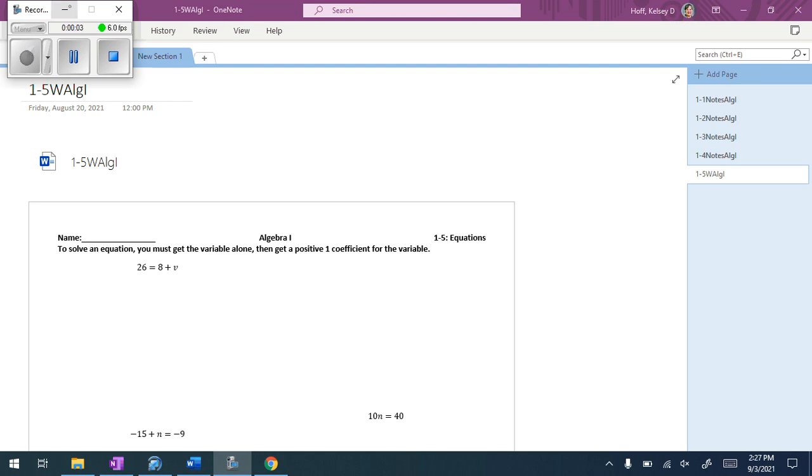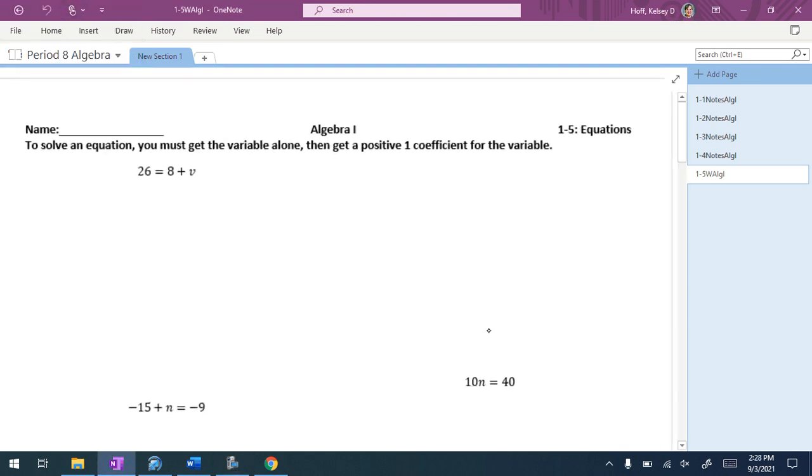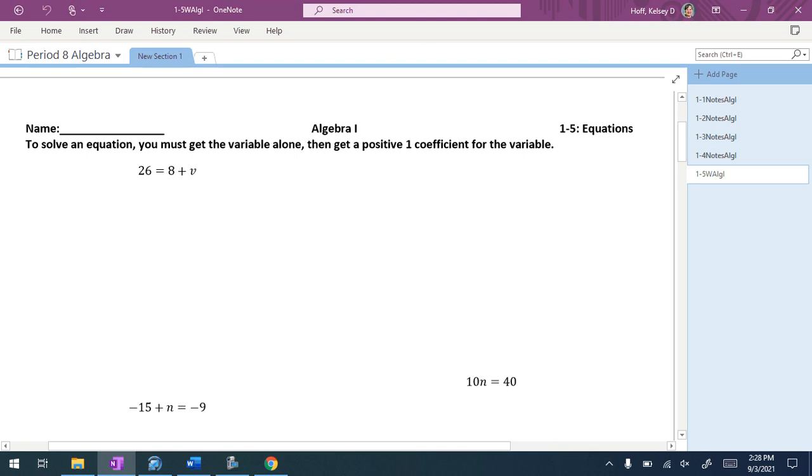All right. I'm not going to take very much of your time because you're going to look at this and almost giggle at how silly it is. This is more so for you to get in the habit of writing equations how Ms. Hoff's expectations are. So to solve an equation, you must get the variable alone and then worry about it being a positive 1 coefficient. Okay?